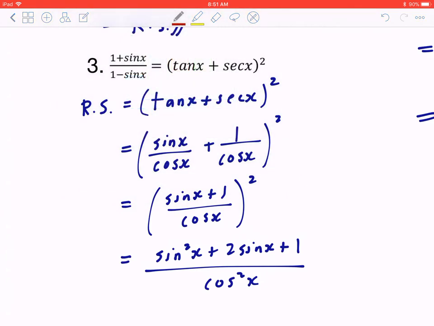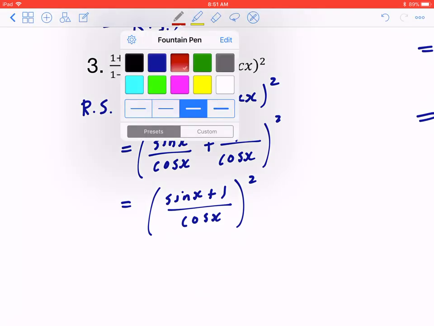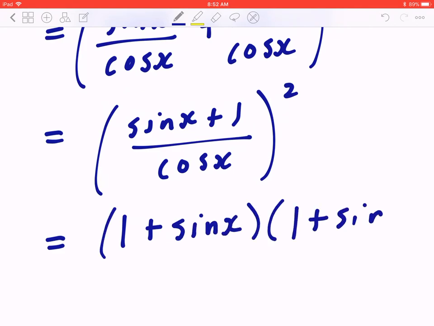Now, look at the left-hand side. You want 1 plus sine x. We already have 1 plus sine x. So do not expand and move on to the next step. You're now going backwards or you're going around a circle. So instead, what you should do is keep what you want and fix everything else. So what I mean is this. We want 1 plus sine x. We have that. And if you're going to square this, that means there's another 1 plus sine x you're going to multiply. And that's okay.